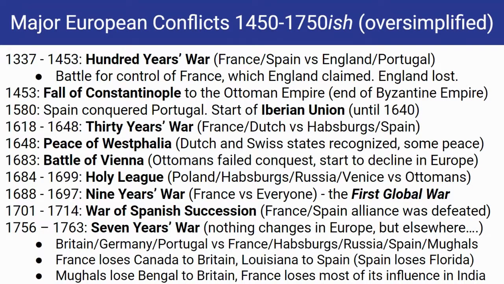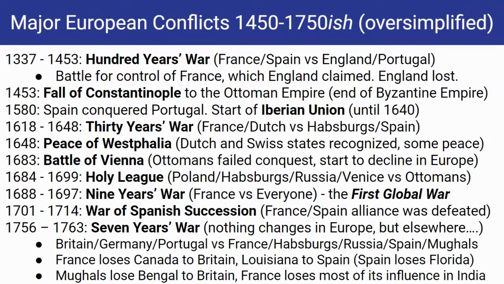And then lastly, the Seven Years' War, where really nothing changed in Europe, but a lot of things changed elsewhere. This is what I talked about earlier about France losing their possessions in North America. A lot changed in the Americas and in India. The people fighting there were an alliance of Britain, Germany, and Portugal against France, the Habsburgs, Russia, Spain, and the Mughals. So a big alliance on the other side.